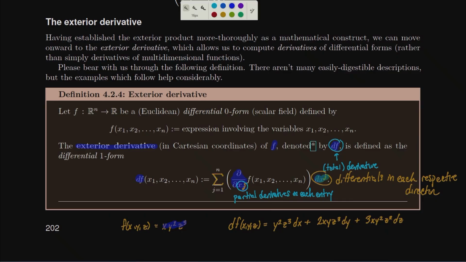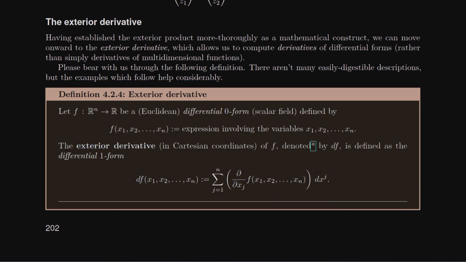It's very clear here what happened. We took a derivative of f, and you could think about it as the total derivative, and f started out as a zero form. What did we get when we took an exterior derivative? Well, this is actually an example of a one form, right? So the exterior derivative took us from a zero form into a one form.